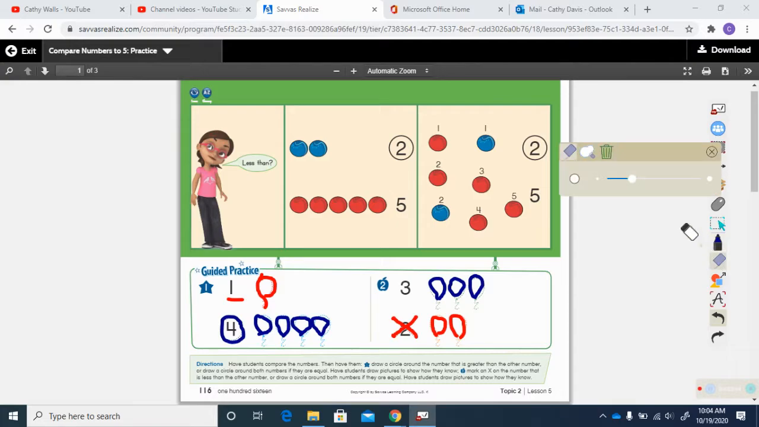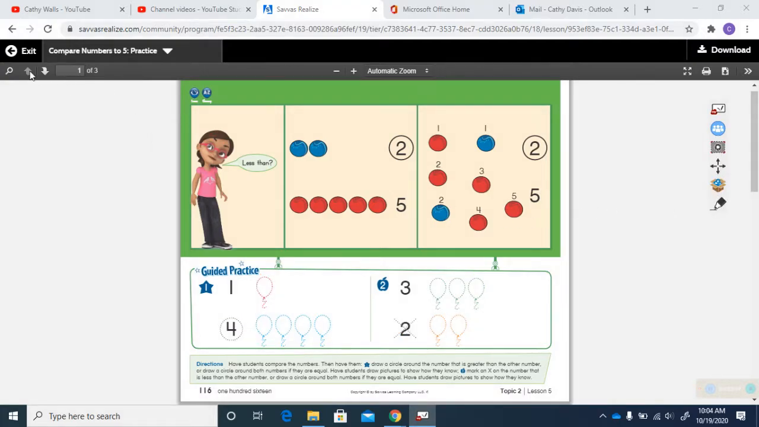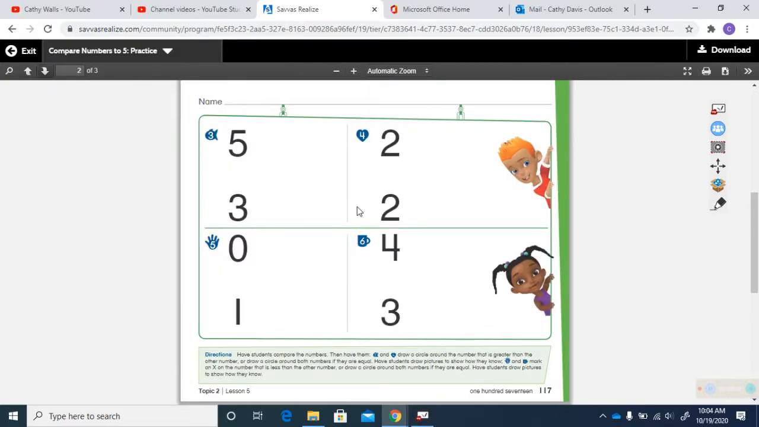Okay, I'm going to go ahead and erase this, and we are going to go to the next page. Now here, we have to do this one without them drawing the pictures for us. We have to use our brains to figure this out. Look at number 3. We need to look at the 5 and the 3. And we have to tell which number is greater than the other number. Do you think the 3 or the 5 is greater?